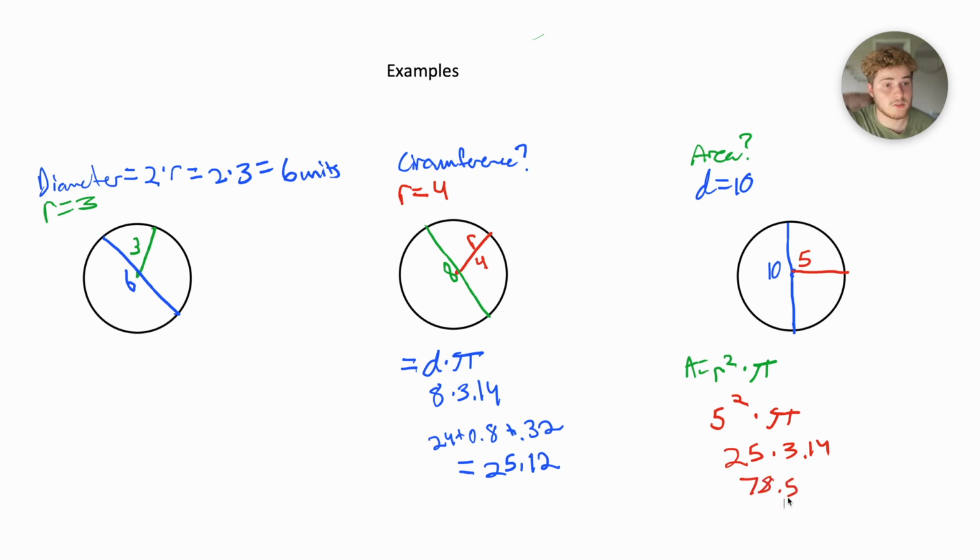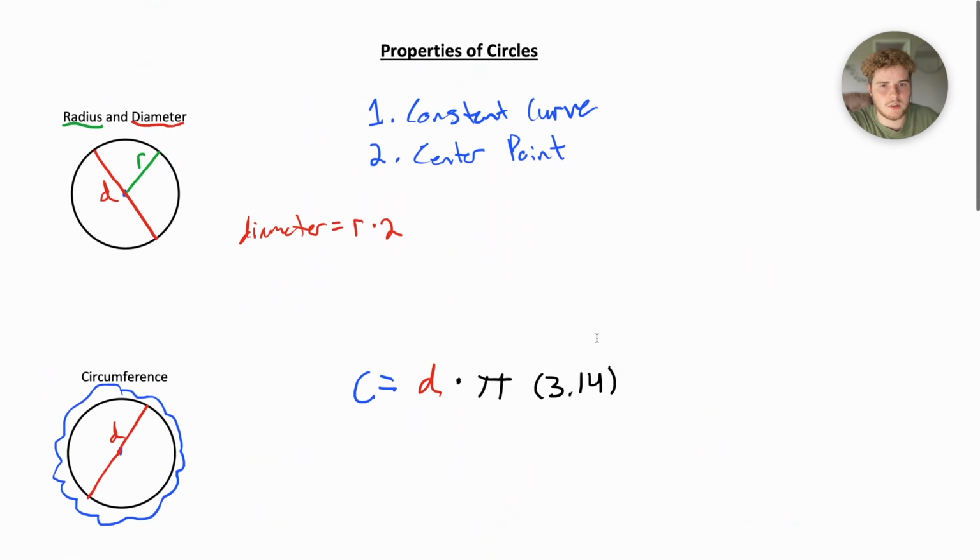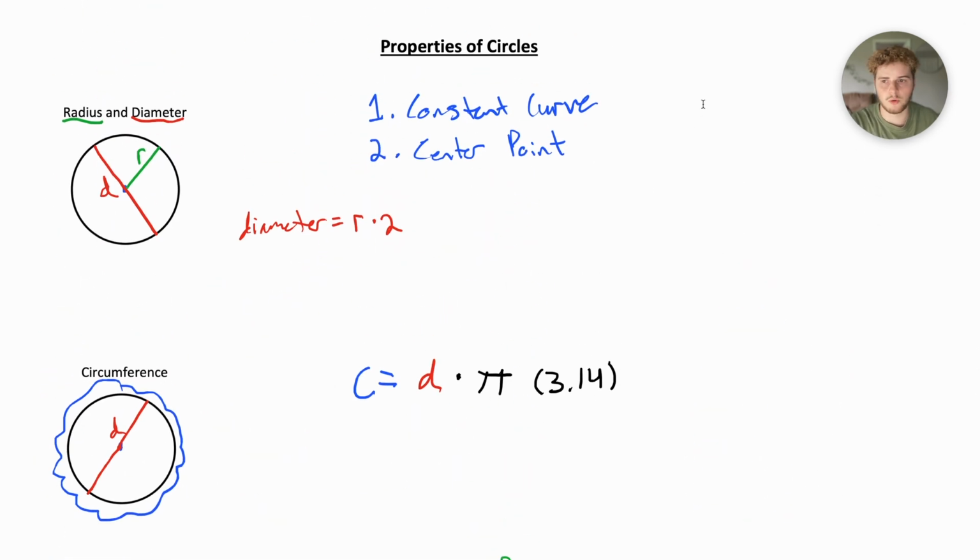78.5. And now since we're talking about area, just like in squares, rectangles, triangles, all of that, area is always in terms of squared units. So we can say that's units squared there. So yeah, that's a lot of information to talk about, especially if you haven't dealt with circles before, but we're going to go over it nonetheless.